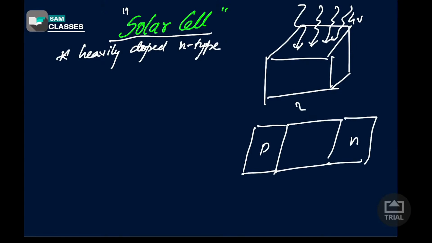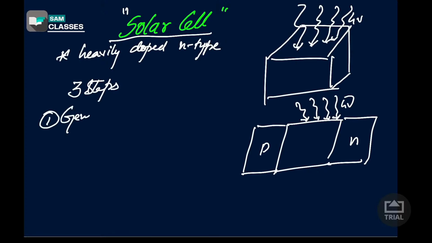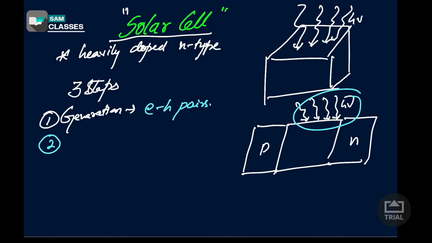Okay. So the light is coming here in the depletion region. It has 3 steps. What are those 3 steps? First, generation. In this step, what happens? Whenever light falls here, it generates an electron hole pair, because electrons with the energy split up.